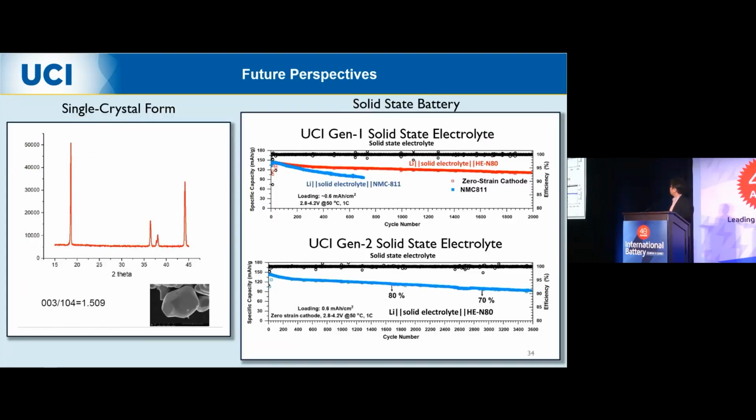So this is still low loading, 0.6 milliamp hour per centimeter square, but at 1C, so this is 0.6 milliamp. It's not the small current that most people use, like 0.2; we do 0.6. And here you can see it can cycle up to 36,000 cycles, right? At 3,000 cycles, 70% capacity retention. This is fantastic, right, for solid state, right?